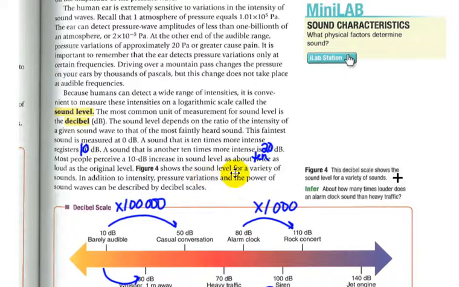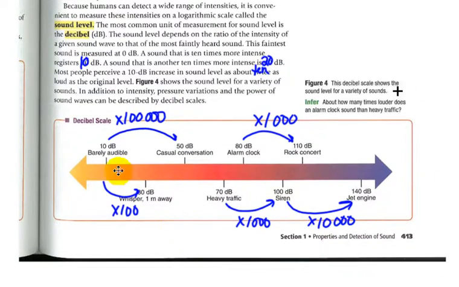This figure shows the sound level for a variety of sounds. In addition to intensity, pressure variations and the power of sound waves can be described in decibel scales. What is the decibel scale related to in real life? So if we take a look here, barely audible is at 10 decibels. I believe this is 30, which is a whisper. Casual conversation, 50 decibels. Alarm clock, 80. Rock concert, 110. Jet engine, 140 decibels. So that relates things to real life, so you can see exactly what that scale represents.